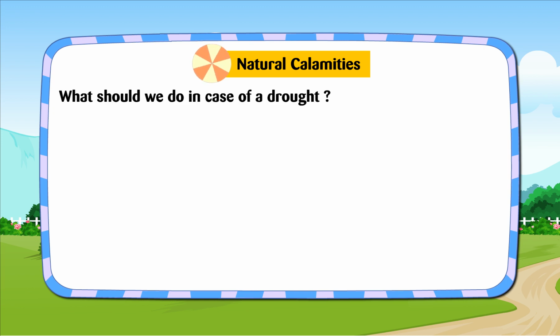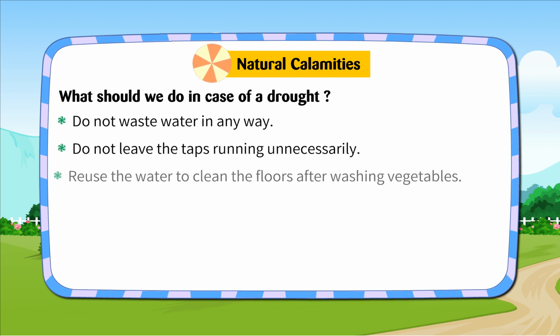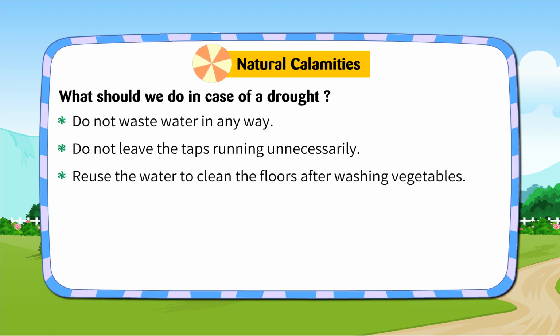What should we do in case of a drought? Do not waste water in any way. Do not leave the taps running unnecessarily. Reuse the water to clean the floors after washing vegetables.